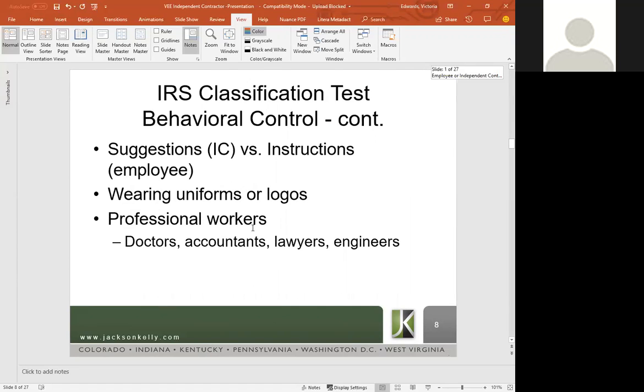Suggestions versus instructions. So you might have a way of doing things at the office, or a practice, so to speak, that you would share with the independent contractor. That's one thing. That's a suggestion versus this is the way you have to do it. So that's a fine distinction, but something to remember when you're drafting these contracts. You can make suggestions, but it can't be an instruction. Wearing uniforms or logos, that's usually a sign of employee status. And that goes for all areas, professionals, non-professionals.